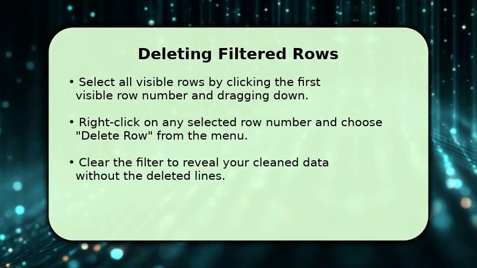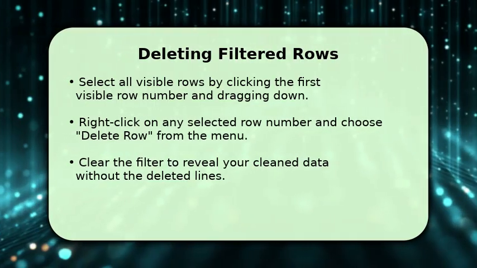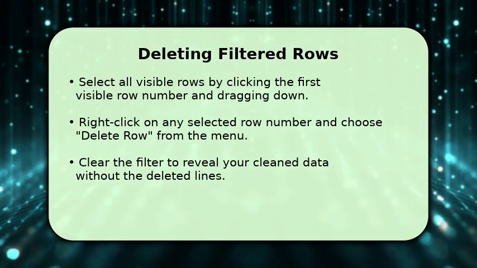Now, right-click on any of the selected row numbers. From the context menu that appears, choose the Delete Row option. Finally, clear your filter to see your perfectly clean data.